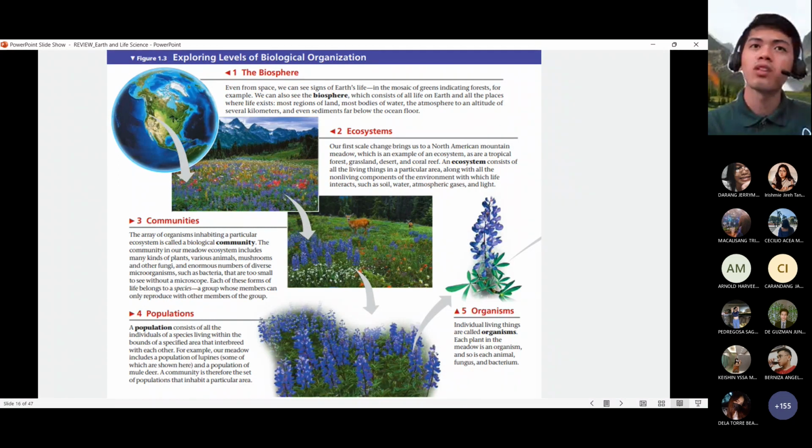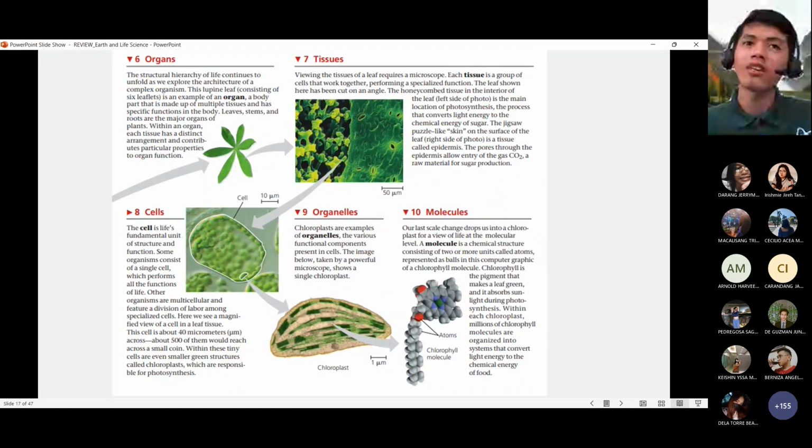If we start with the biosphere, that is the totality of life on Earth. On Earth, we have the ecosystem. Example is a forest, communities, different living organisms. We have the population, a single group of organisms, and organs. We also have tissues, cells, organelles such as chloroplast, site of photosynthesis, molecules such as ATP.